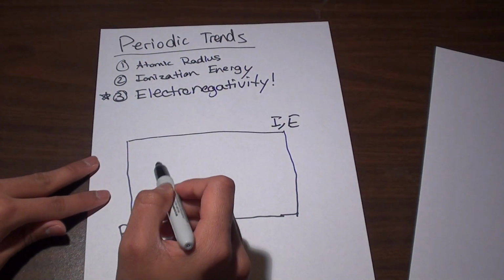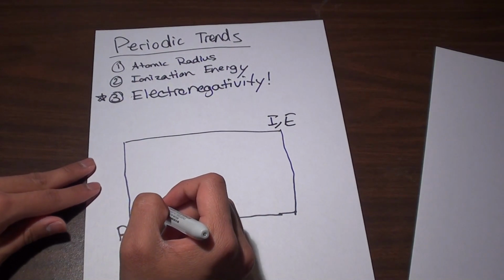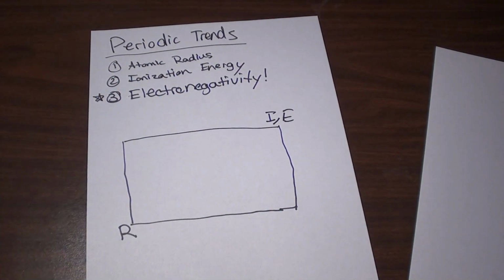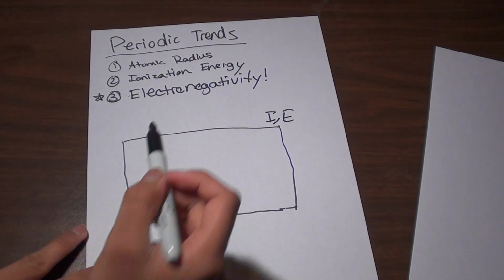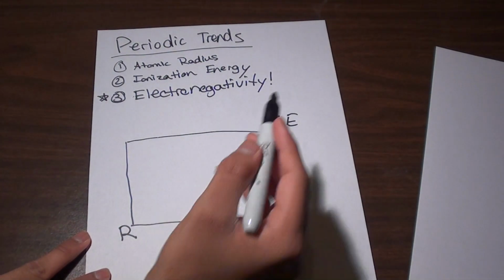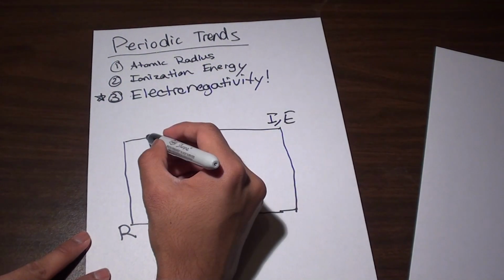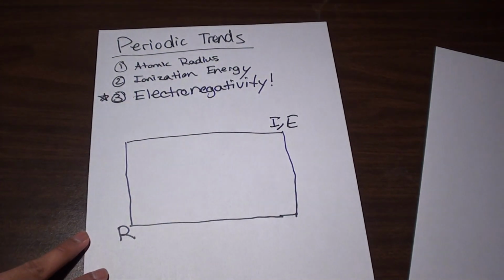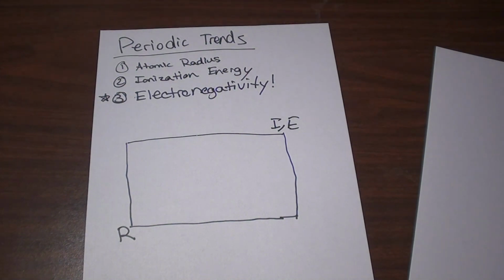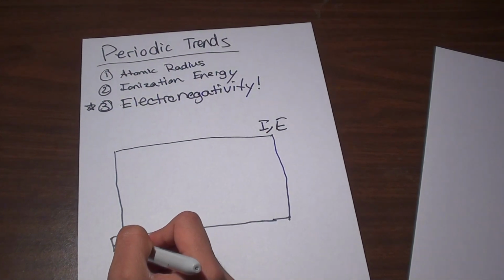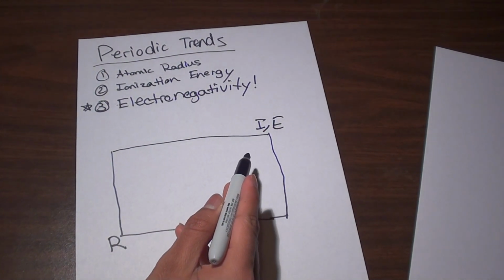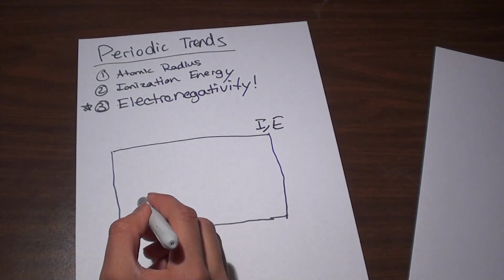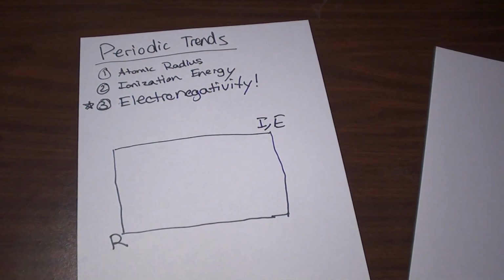And the reason why is because as you go down, you're adding more shells, which are farther away from the nucleus, so obviously the radius is going to be higher. And as you go to the right, you're keeping the electrons in the same shell, but you're increasing the number of protons, so they're pulled in tighter, which is why the atomic radius decreases going to the right, and then increases going down.